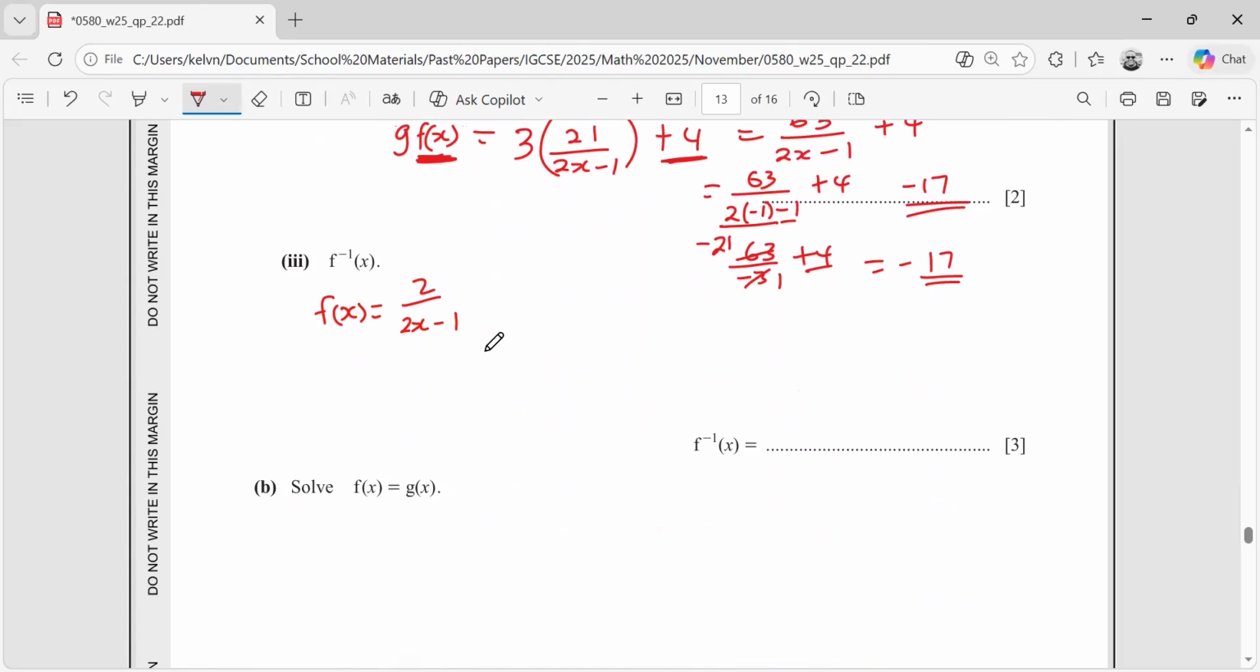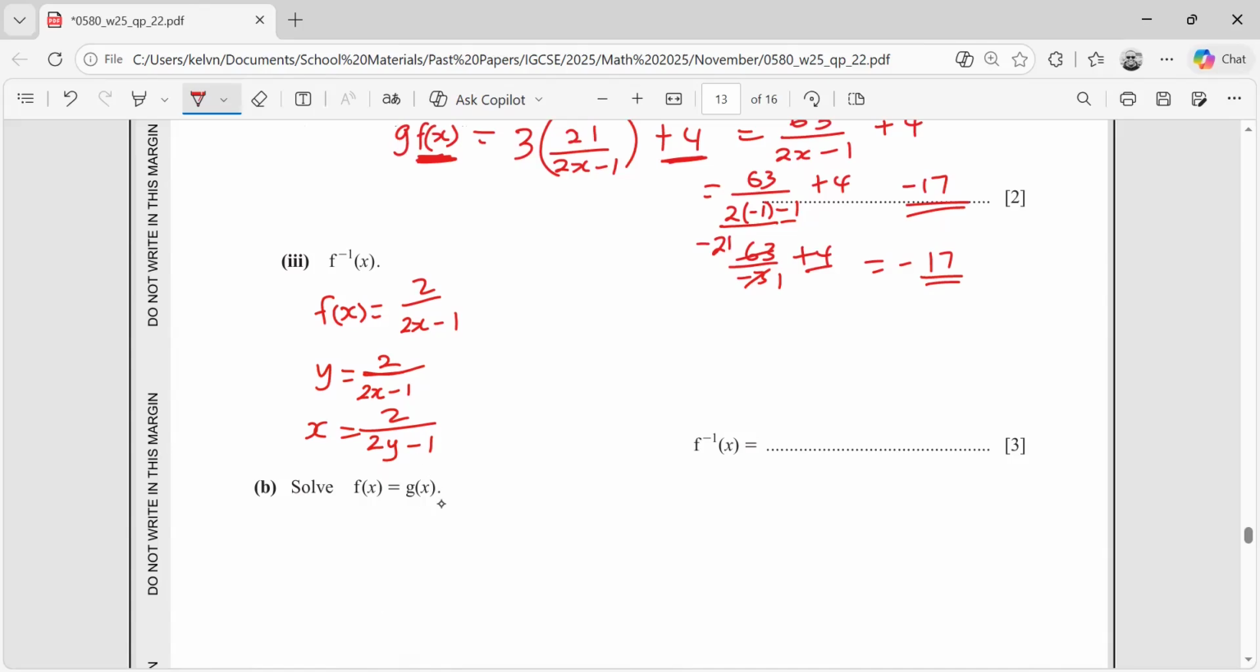If you know how to do inverse functions, the first step is usually to replace f of x with y. So we write y equals 2 over 2x minus 1. Then the next step is to interchange x and y. Where there's x, put y, where there's y, put x. So this is going to be x equals 2 over 2y minus 1. And now make y the subject.